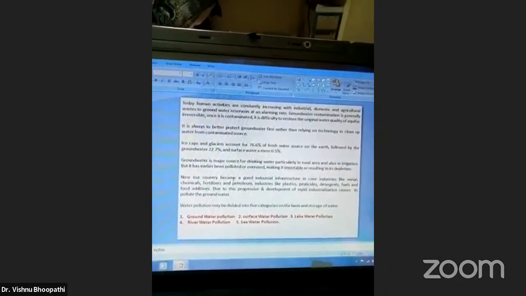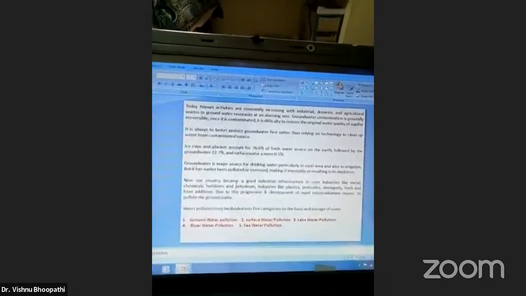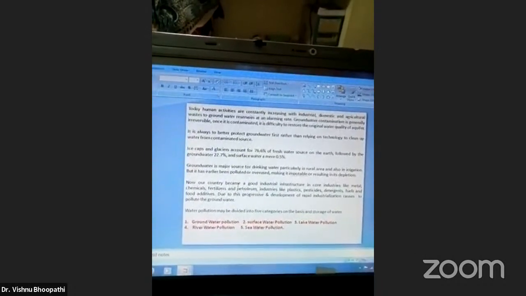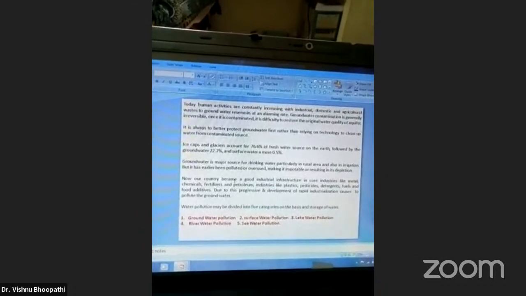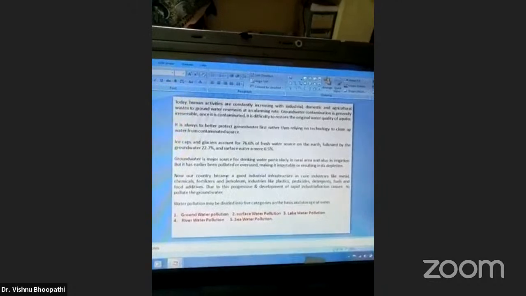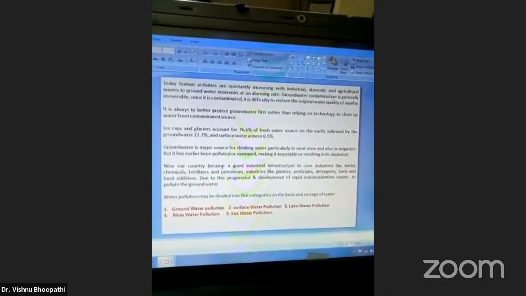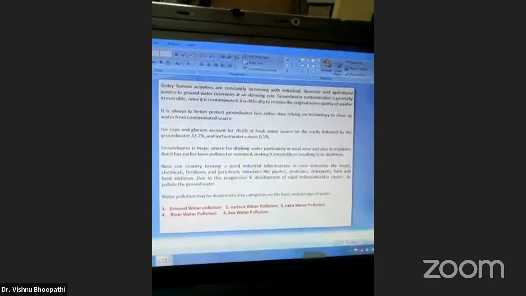So what is our duty? Our primary duty is always to protect the groundwater better, and we should have basic technology to clean up the water from the contaminated source.